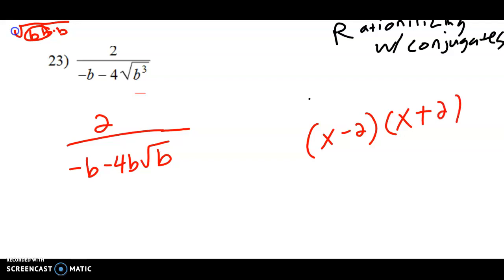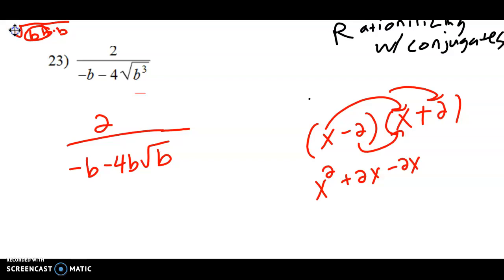So, way back when, you guys multiplied items like this. And this is called a conjugate because you have one term that's negative and one term that's positive, and then your first and last term are both the same. So what happens here is when I take this and I double distribute, I get x squared, plus 2x, minus 2x, and minus 4. See, 2x minus 2x becomes 0, and I end up with x squared minus 4.